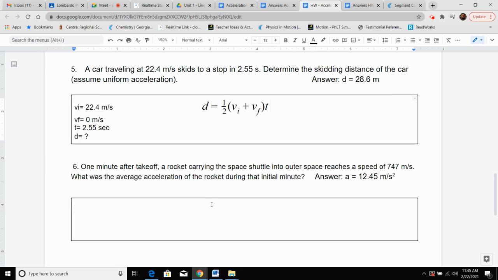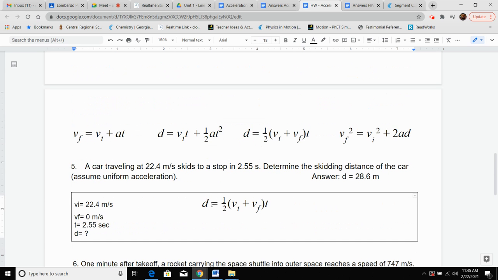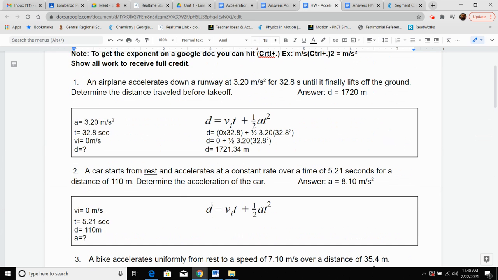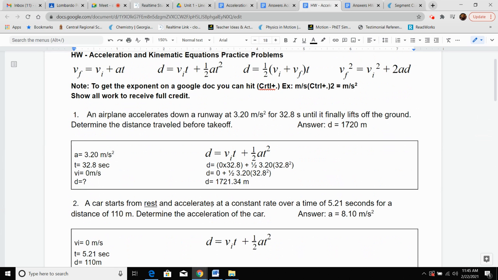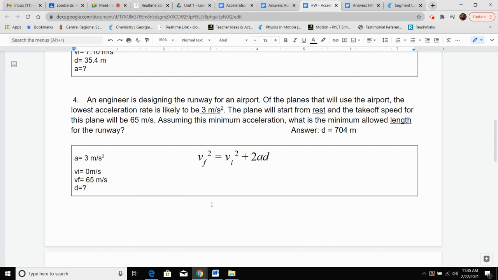Okay, and 6 is just like the last one from the previous work. It's just different numbers. All right, so you guys have your equations for you to go through and work.